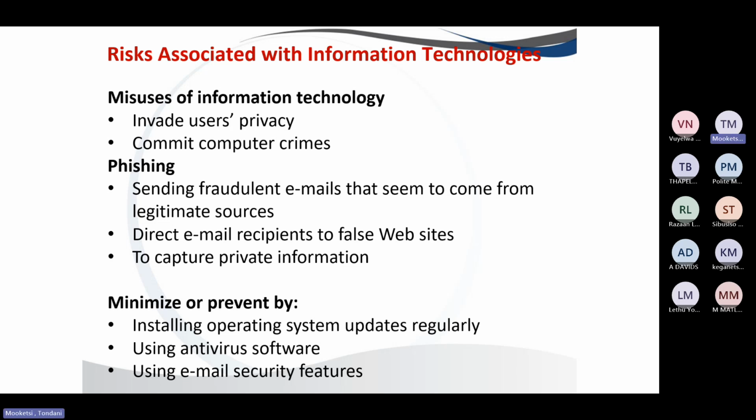And then using email security features. You can set rules on whatever email software that you're using, whether it is Outlook or any other. You can set rules to say if it is email coming from unknown sources, it must go to spam or it must go to junk mail. Rules like that will also protect from information being stolen. So that is how we can minimize or prevent these risks.